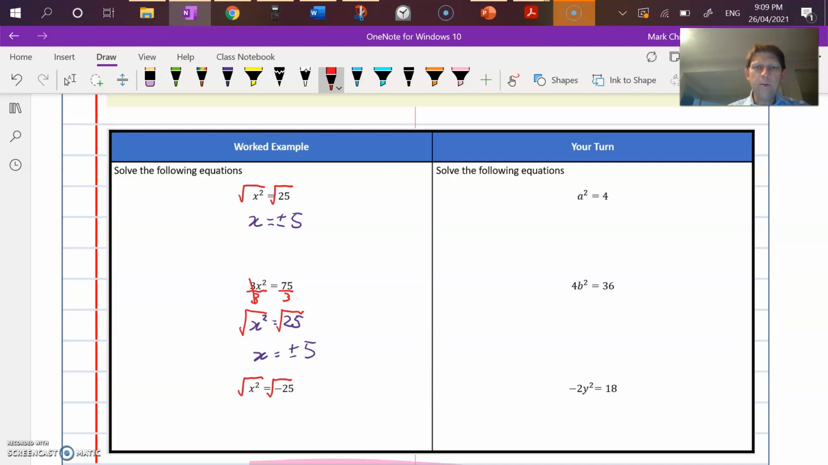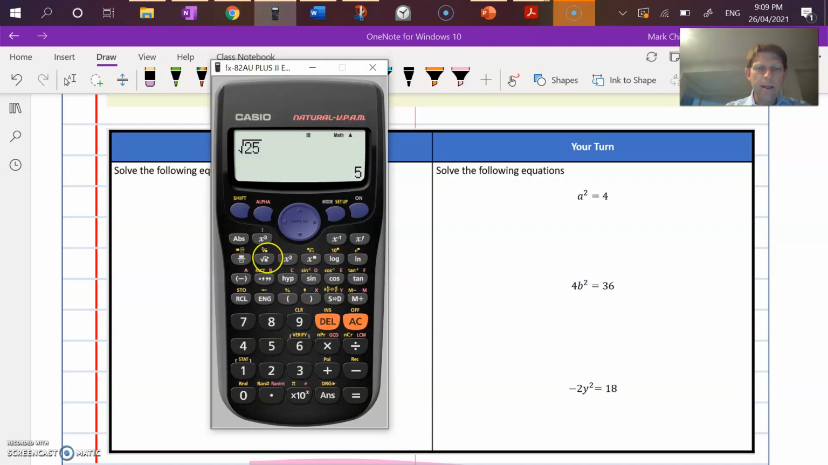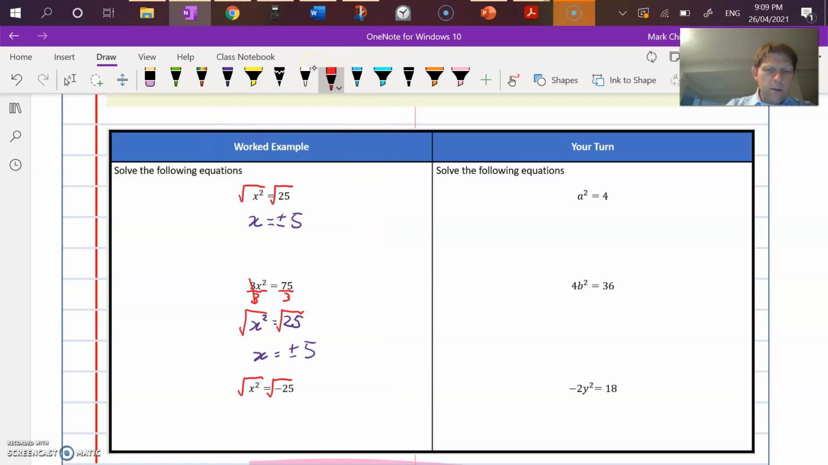We'll take the square root of negative 25 and we'll run across to our calculator and put in the square root of negative 25, and our calculator says math error. So this is a situation where we can say there's no real solutions. And in this case, that is the correct answer to that question. To say there's no solution is the correct answer, okay?